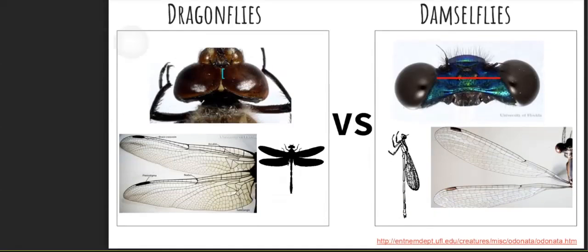Here I have a picture of a dragonfly. To your left and to your right, you have damselflies. And you can see the eyes, how the dragonfly has the eyes all together and has big wings, and the wings are always up. The damselflies have the eyes more separated, and they can put their wings away.